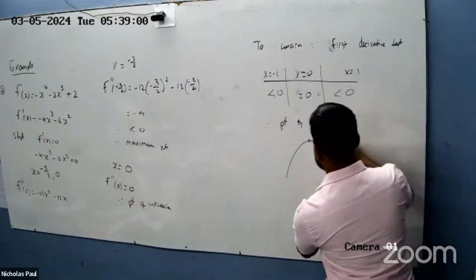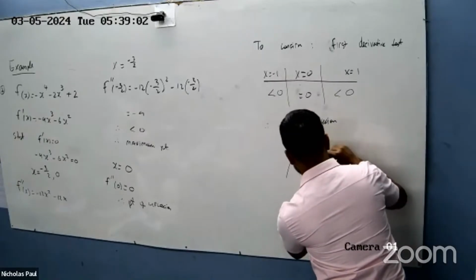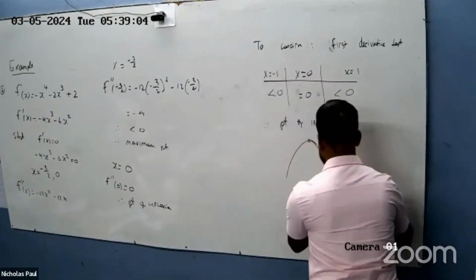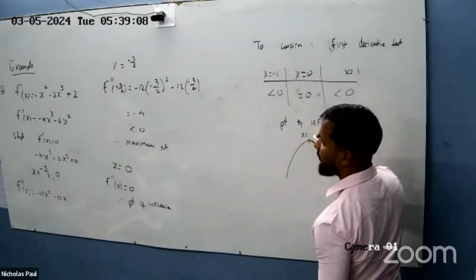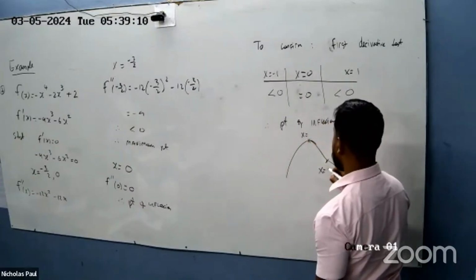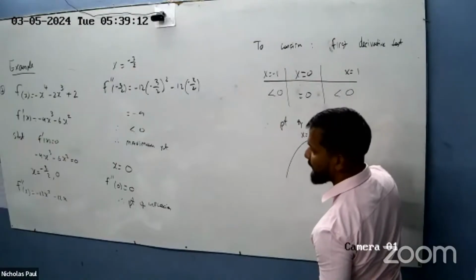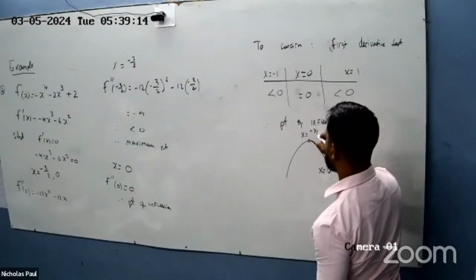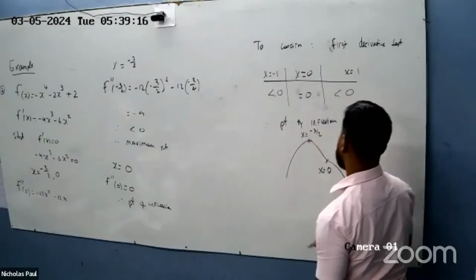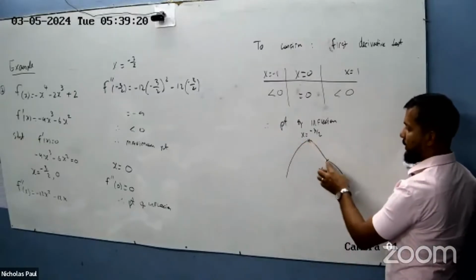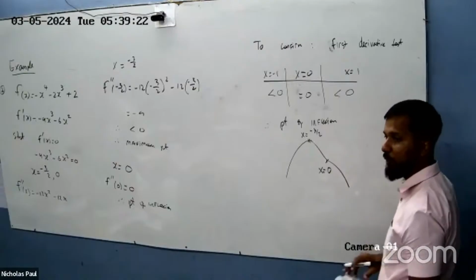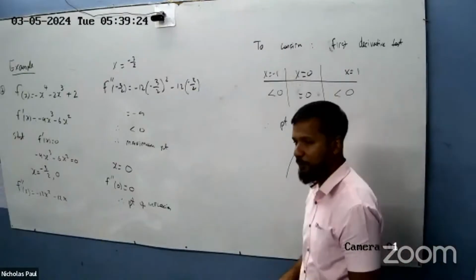So you probably have your point of inflection here at 0, and your maximum here at minus 3 on 2. So it probably looks something like that. The question didn't ask you, but I want to make sure you understand.